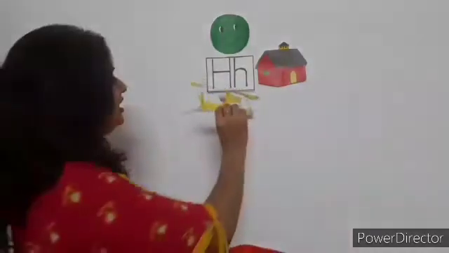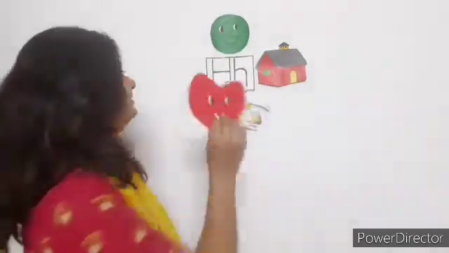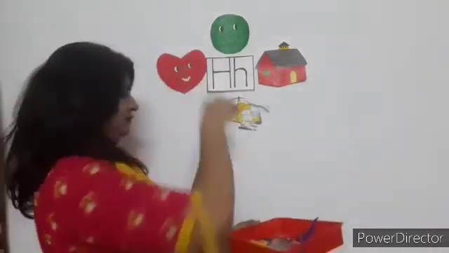What is this in my hand? Yes, a helicopter. H for helicopter. What is this in my hand? Heart. H for heart. What is this in my hand? A hat. H for hat.